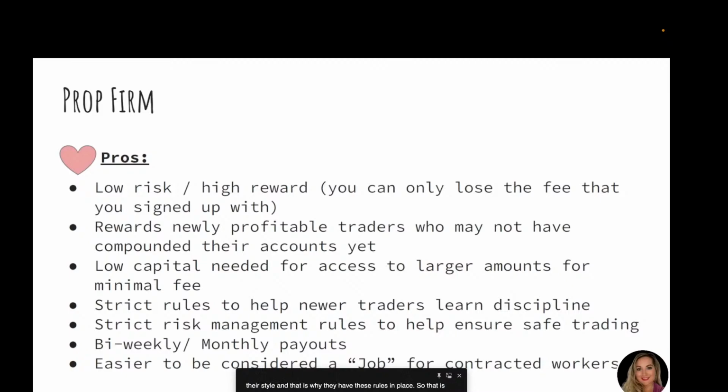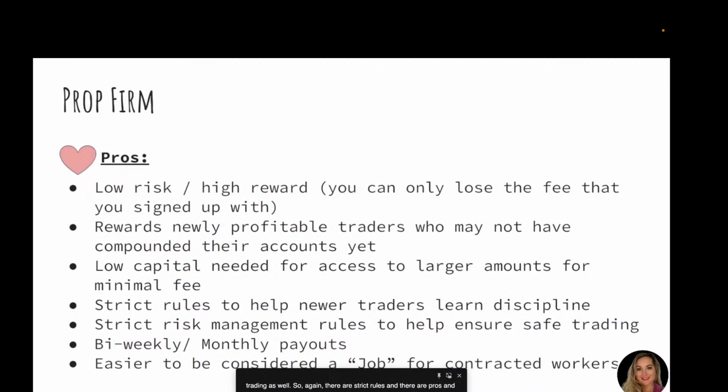So that is very helpful to newer traders sometimes, to learn how to move out of that gambling mentality and into more of a strict discipline mentality. They do have strict risk management rules. This helps to ensure safe trading as well. So again, there are strict rules and there are pros and cons to this.